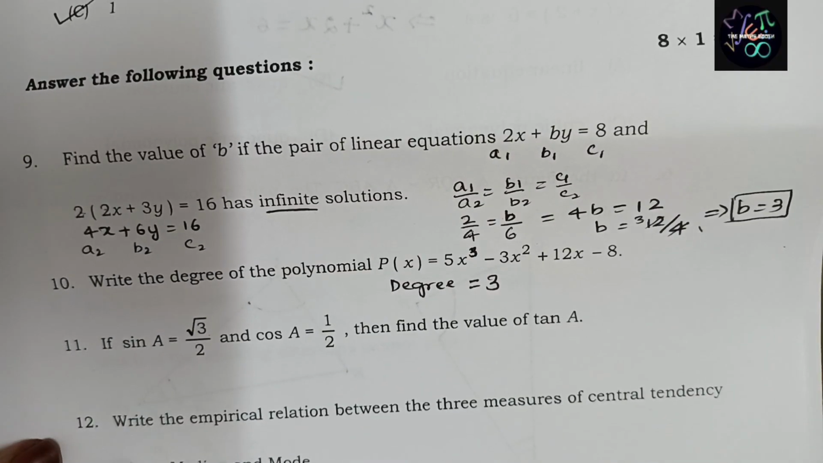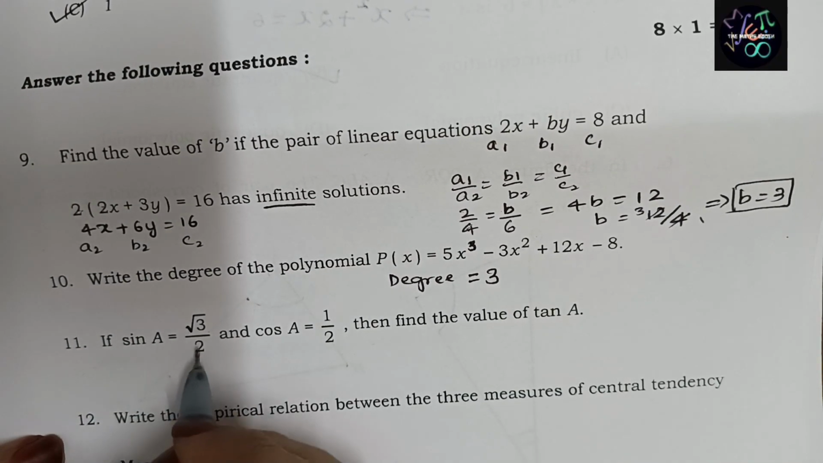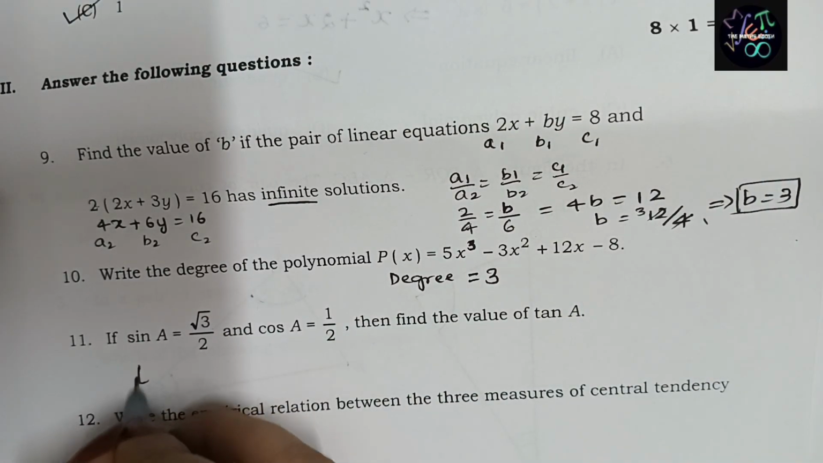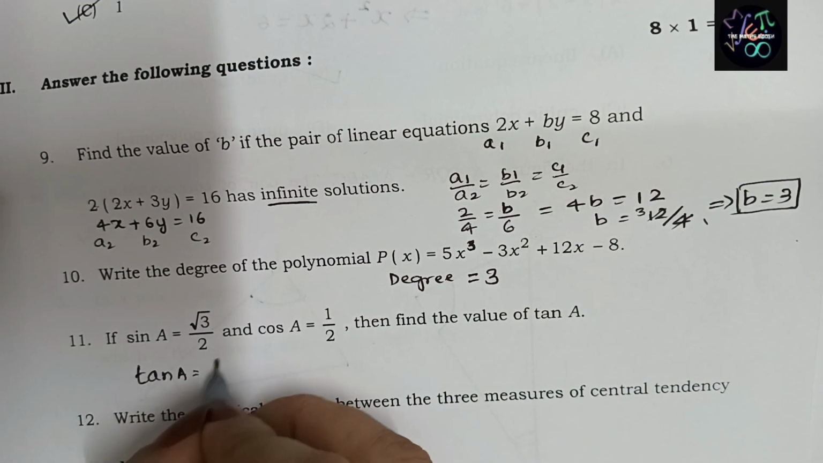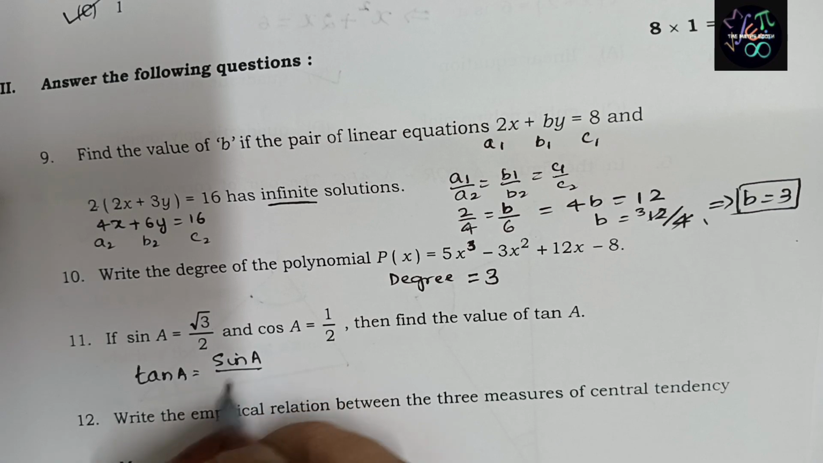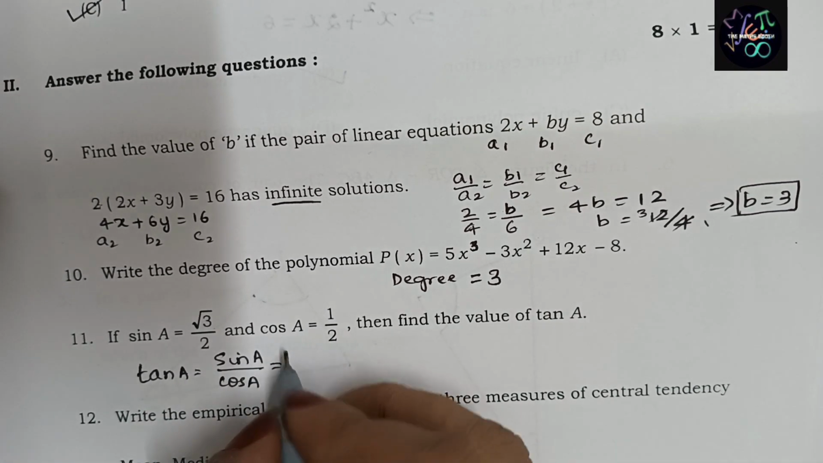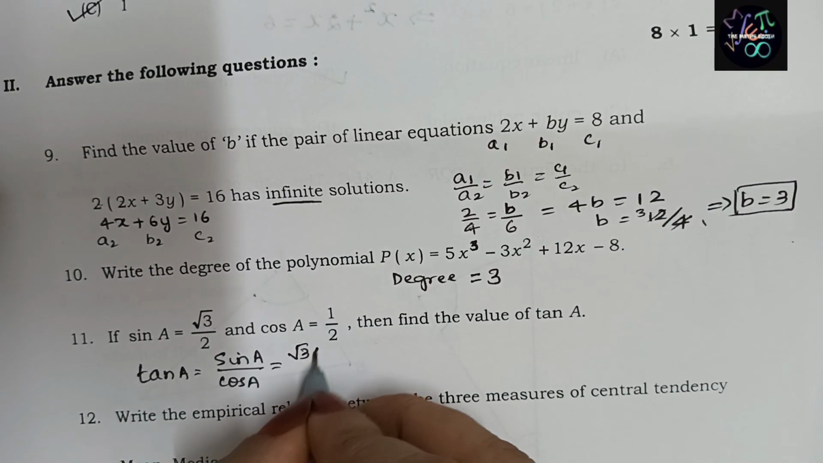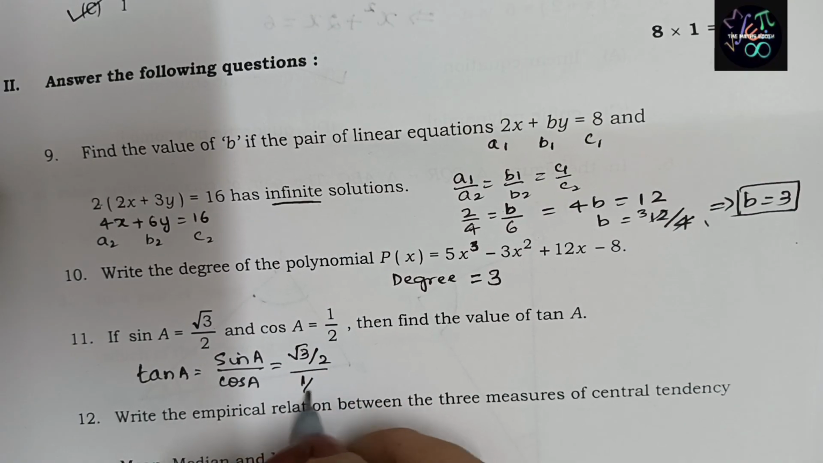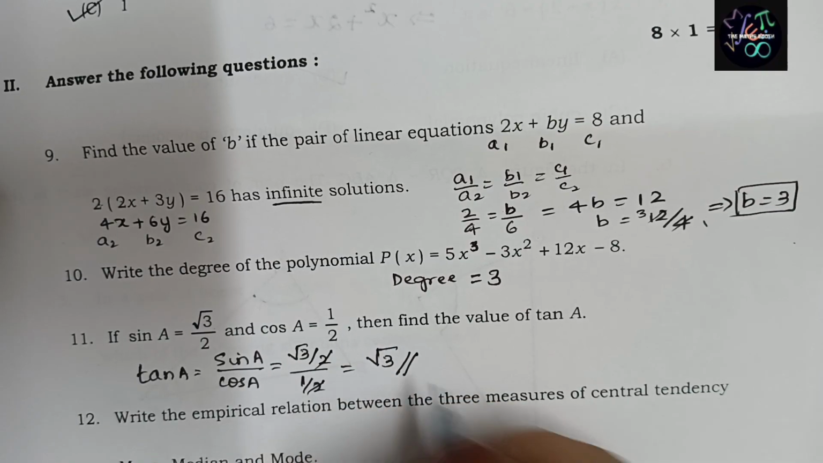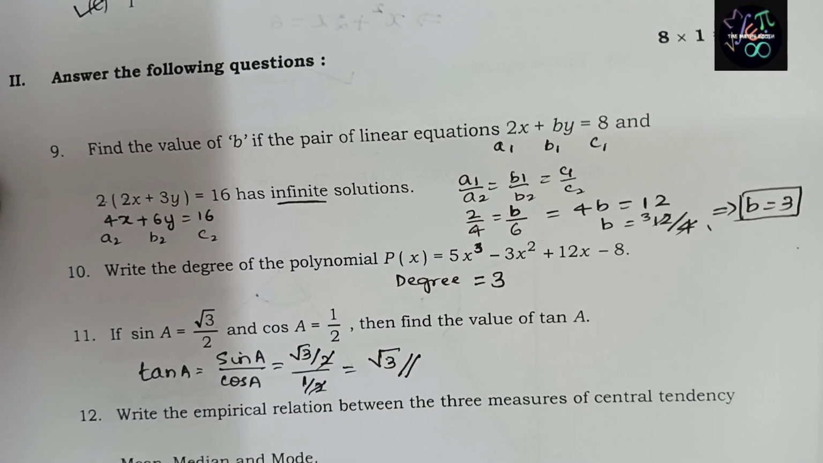Next question, sin a is equal to root 3 by 2 and cos a is equal to 1 by 2. Find the value of tan a. We know that tan a is nothing but sin a by cos a. Let us write sin a value, that is root 3 by 2 upon cos a value 1 by 2. 2 got cancelled and the answer is only root 3. So the answer is root 3.